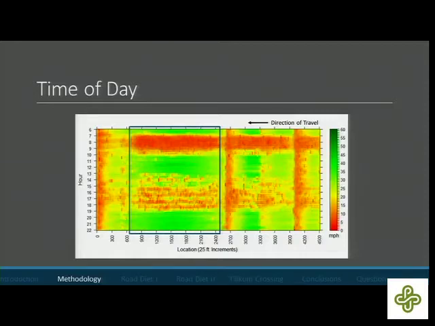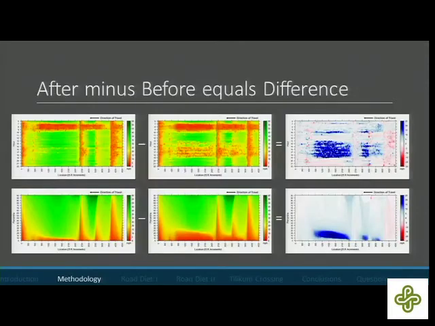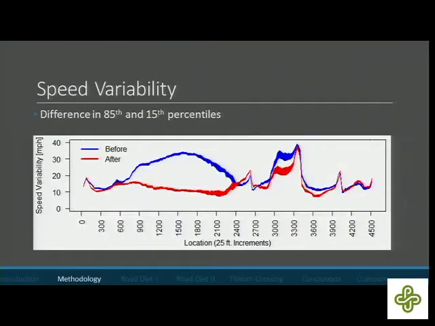You then do the whole same process using data collected after and subtract them. And that gives you the graphs on the right, which are the differences in travel speeds at each point by percentile and by time of day. And I'll get into the details of the results a little bit later, but these are the types of graphs that you will see. The next type of graph is speed variability.